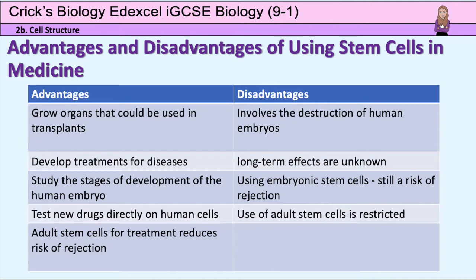However, there are disadvantages. It involves the destruction of human embryos, and for those people who believe that life begins at conception, to do this is immoral and unacceptable. Like any other new technology, the long-term effects are unknown. There has been some evidence of heart patients treated with stem cells ending up with narrowing of the coronary arteries, for example. The use of embryonic stem cells means the cells are not usually the patient's own, so there is still a risk of rejection. And the use of adult stem cells is restricted due to them only developing into a limited number of specialised cells.